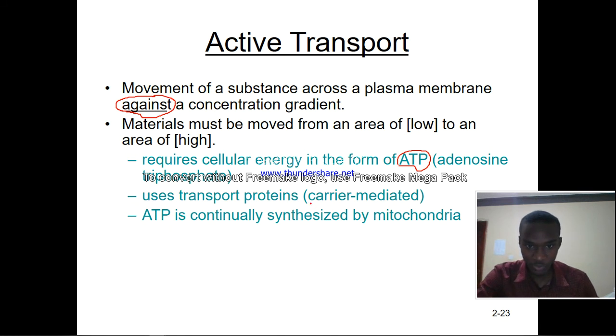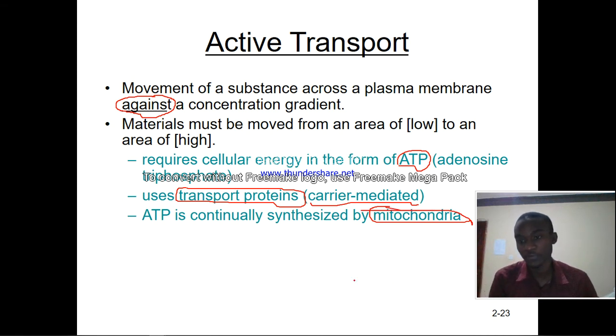It also usually requires carrier mediated ways of transportation, utilizing particular transport proteins across this membrane. And you have to note that ATP will continuously be produced by those organelles known as mitochondria if it is an active mechanism of transportation.